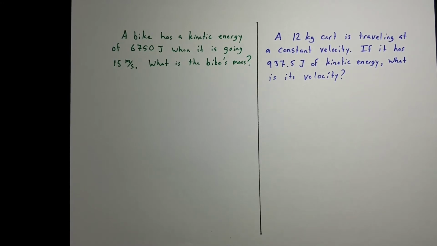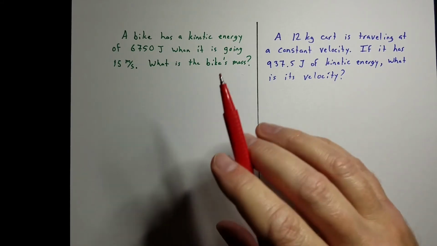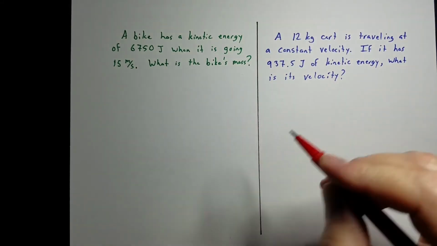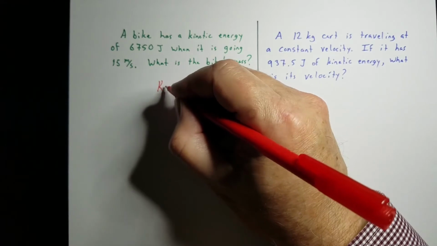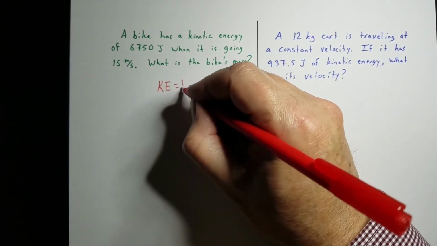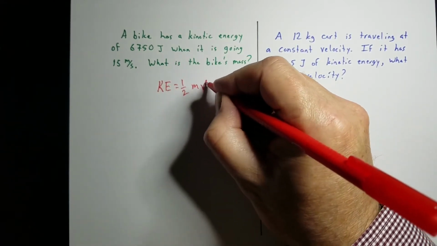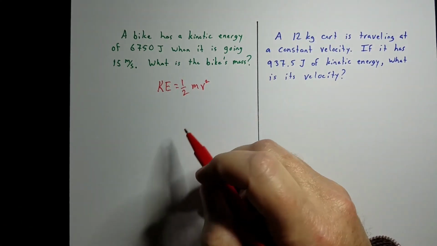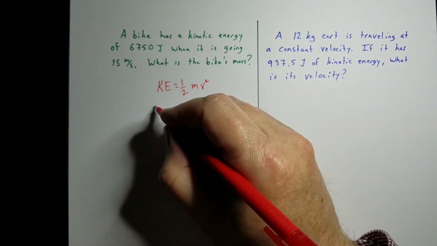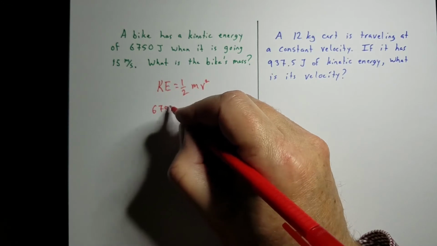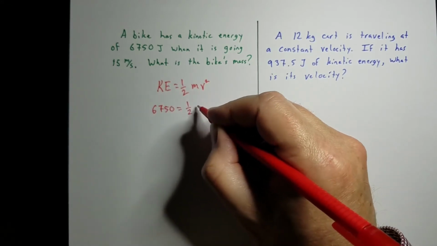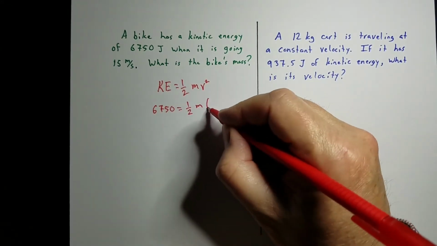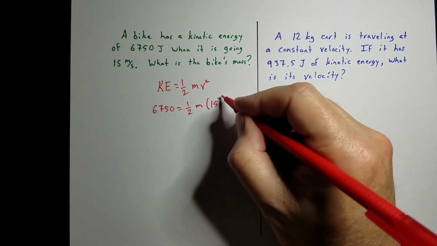So in this first one, we've got a bike. It is traveling 15 meters per second. It has a kinetic energy of 6,750 joules, but I want to know the mass of the bike. Well, we can take care of that with the kinetic energy equation. We'll just have to solve for m. Now I'm going to go ahead and plug in the numbers that I know. That's 6750 equals half m. We don't know what m is, but velocity is 15, and that's squared.